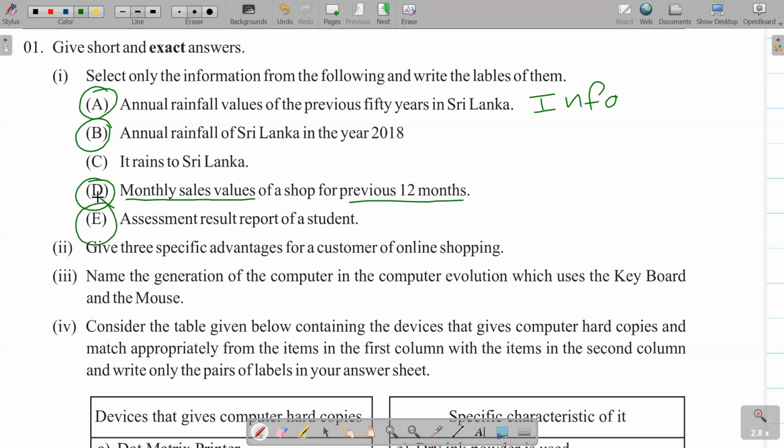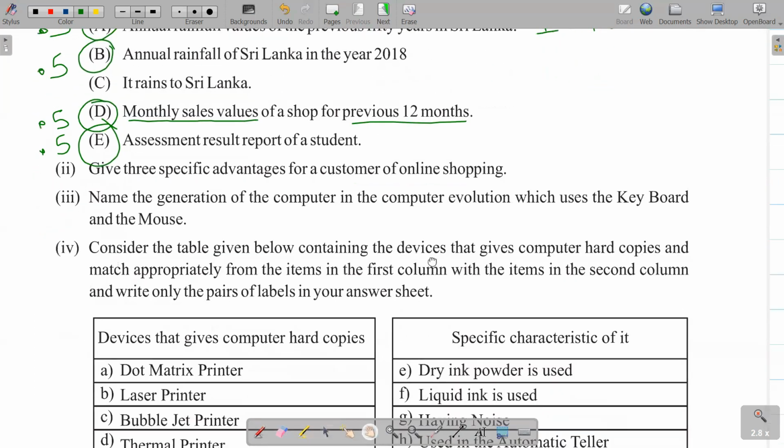In that particular result report, it will show what's the progress of the student, how he has scored for some particular subjects, what are the places that he has progressed, and what are the areas that he needs to have more progress, right? So the answer for the first one is going to be A, B, D, and E, the labels. Each and every answer will give you 0.5 marks, which gives you 2 in total. So yeah, that's how the first one goes.